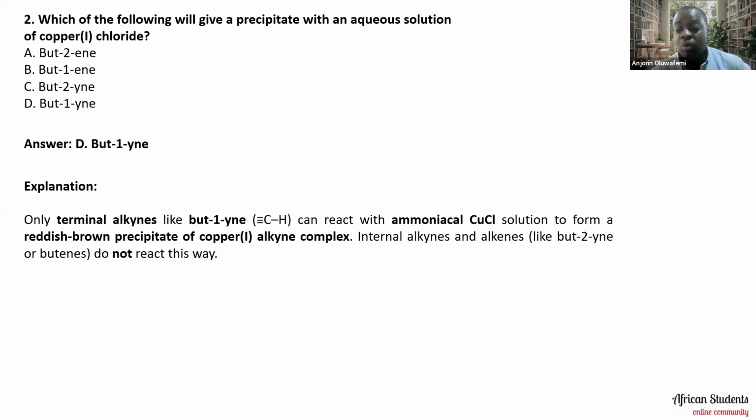So basically only terminal alkynes like but-1-yne can react with ammoniacal copper(I) chloride solution to form a reddish brown precipitate of copper(I) alkyne complex. So internal alkynes and alkenes like but-2-yne and butene do not react this way. So the only one that can go is the terminal alkyne like but-1-yne. So let's take note of that.